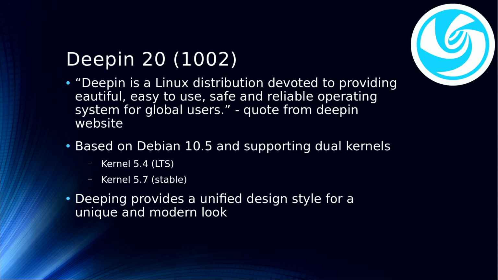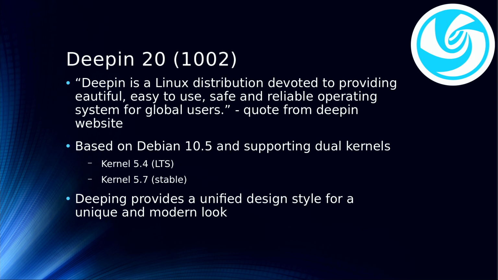So Deepin is a Linux, this is a quote from their website: Deepin is a Linux distribution that's devoted to providing beautiful, easy to use, safe, and reliable operating systems for global users. It is based on Debian 10.5 and it supports dual kernels. One of the kernels by default is 5.4 LTS, and on the advanced options of the install, from the boot screen, you can select 5.7 if you wish.